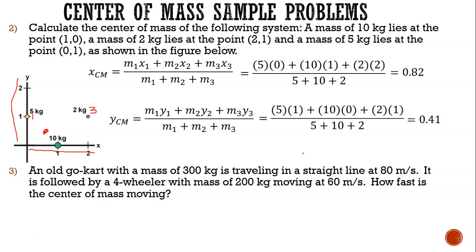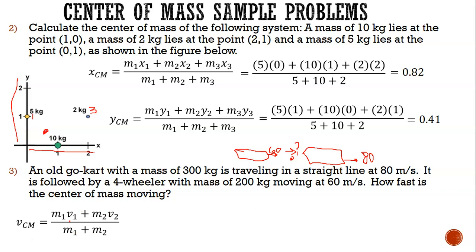So we've got this 300 kilogram go-kart traveling at 80. And then this four-wheeler, which has less mass, traveling at 60. So for their center of mass, we just want to know how fast it is traveling. So we just want to use the formula that we've been using, except we can make the x or the y a v for velocity. So it's going to be the first mass times its velocity plus the second mass times its velocity divided by the two masses added together.